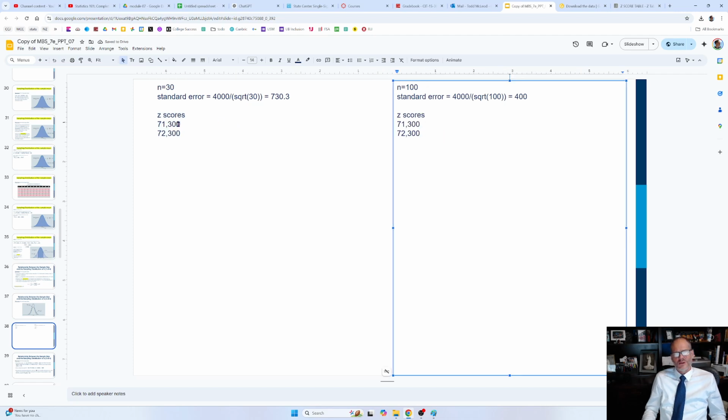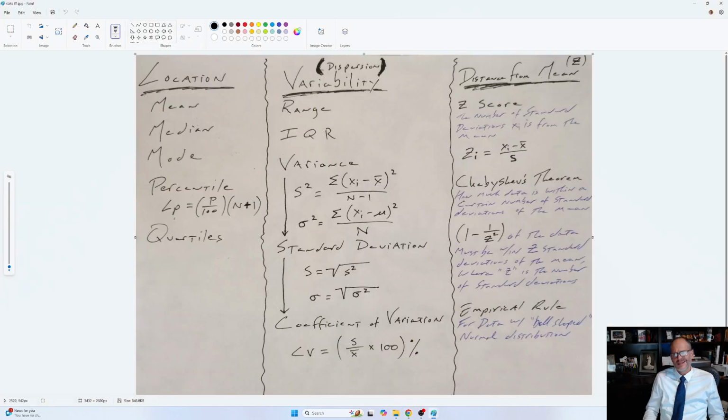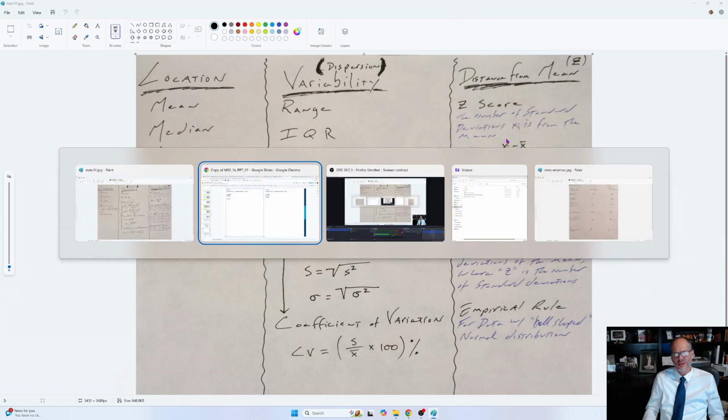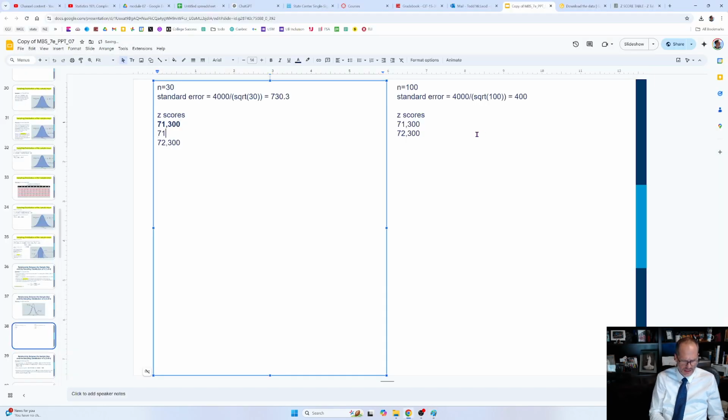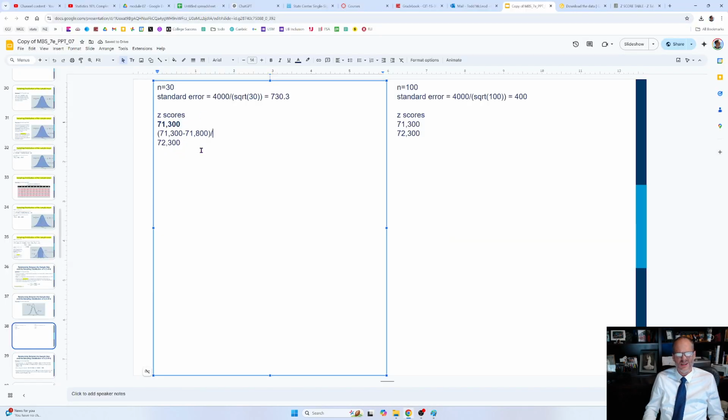So we're going to calculate those z-scores. To calculate a z-score, our z-score is going to be equal to a data point minus the mean. The data point we're looking at here is 71,300, minus the mean, which is 71,800. And that's going to be divided by our standard deviation, which in this situation is our standard error of 730.3. That's the formula we're going to use there. And then we're going to do the same formula here, but for this.